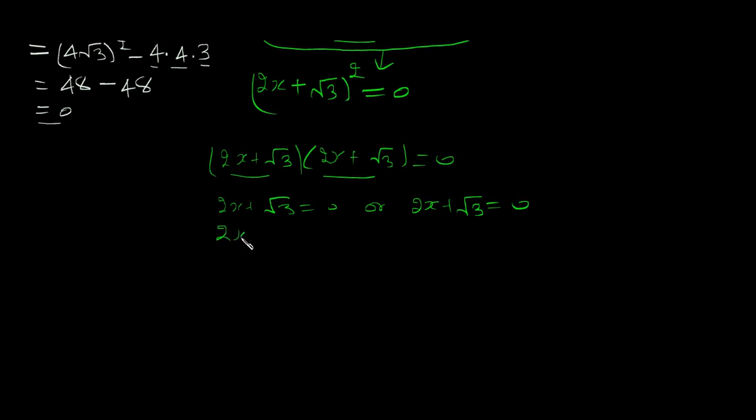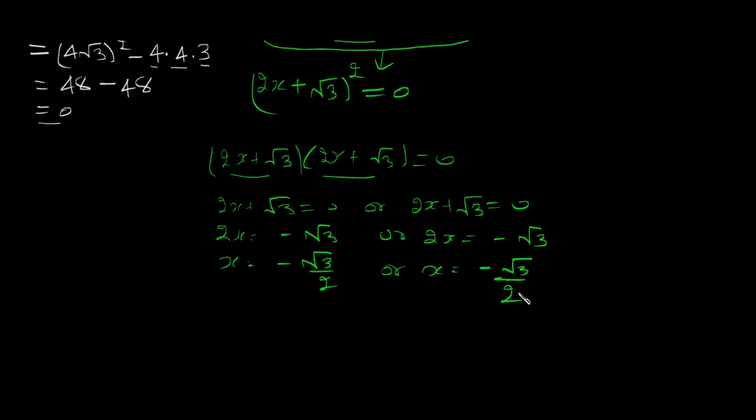From here 2x is equal to minus square root 3, or 2x is equal to minus square root 3. So x is equal to minus square root of 3 by 2, and the other x is also equal to minus square root of 3 by 2. So these are the two roots of this quadratic equation. One root is minus root 3 by 2 and the other root is also minus root 3 by 2.